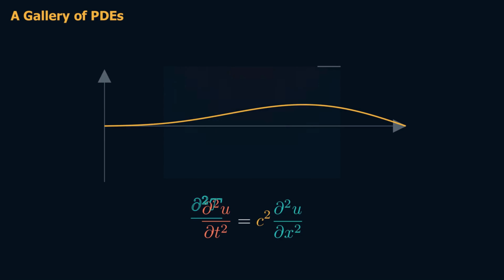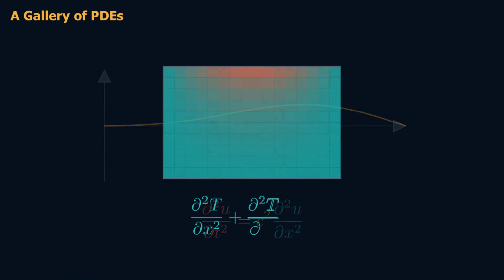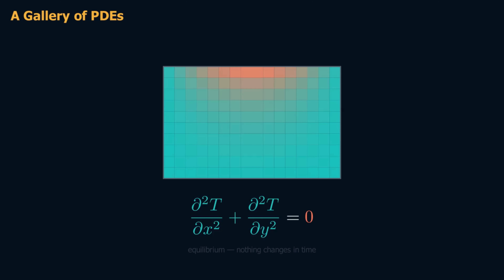Laplace's equation. A heated plate at steady state. 0 on the left. Nothing changes in time anymore. This equation says every interior point has finished becoming the average of its neighbors. It describes equilibrium. Steady heat flow. Electrostatics. Groundwater seepage. The same equation, each time.